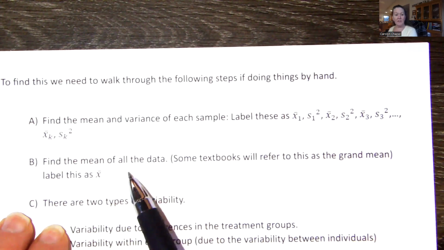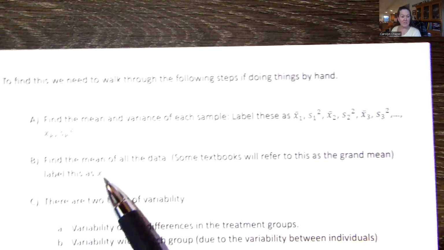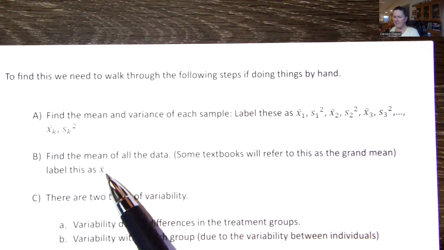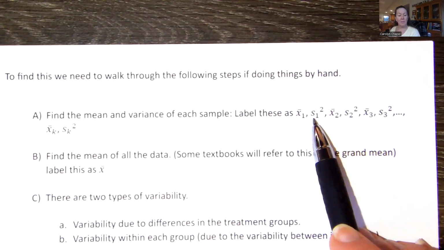Then we have to find the mean of all the data. So add up every data value and divide by how many total data values you have. Some books refer to this as the grand mean. And we're going to label that just plain old X bar. Some will use more of a capital X. Here I just used the lowercase x bar, but notice I do not have a subscript on it. The subscripts refer to the sample that they're attached to.